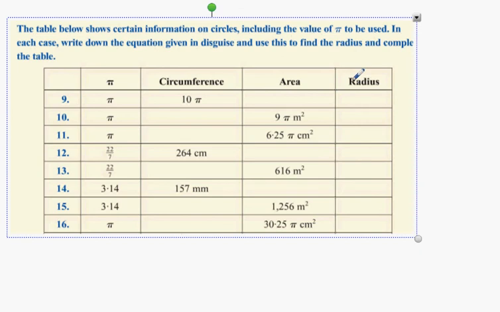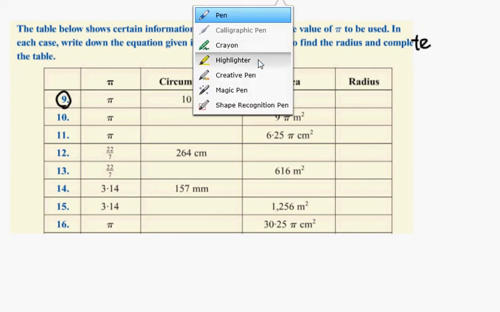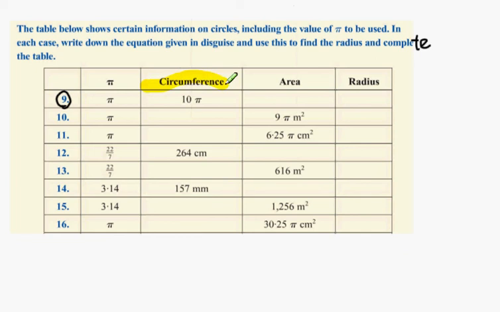Okay. Now, these ones. The table shown below shows certain information on circles, including the value of pi to be used. In each case, write down the equation given in the skies and use this to find the radius and complete the table. Okay, let's start off with question 9. What two formulas do you think you're going to need?